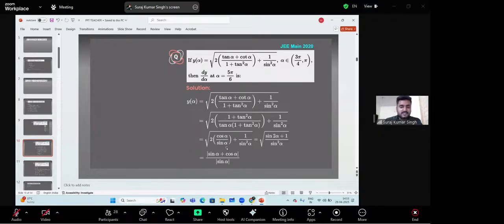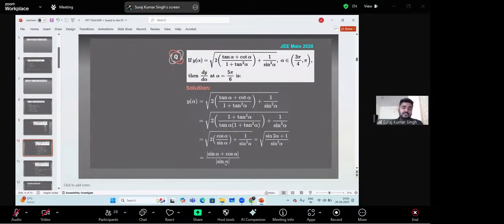So cos by sin is the cot alpha, and 1 by sin square alpha, we can take the LCM again here. So the value is coming as mod sin alpha plus cos alpha by sin alpha. So you can see it is coming very easy. So y alpha equals sin alpha plus cos alpha by mod sin alpha is coming.